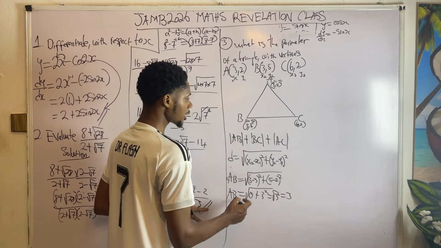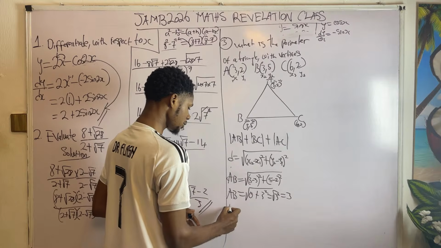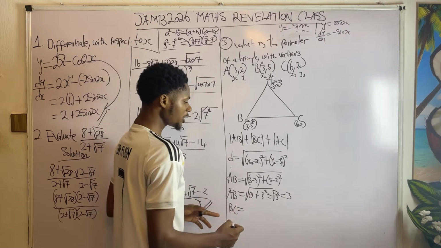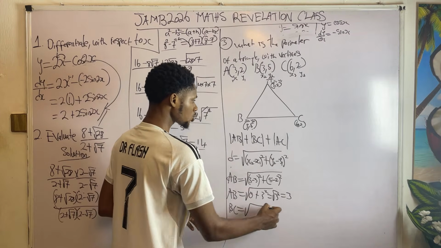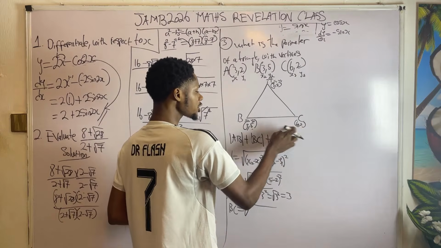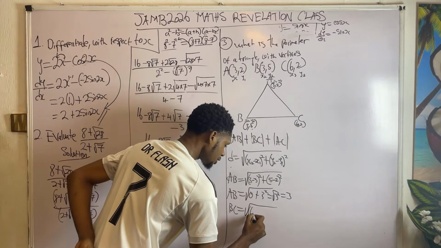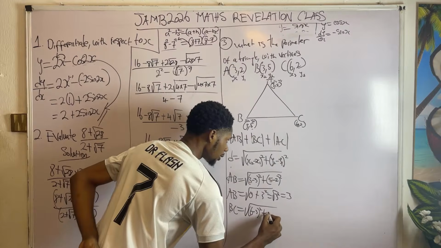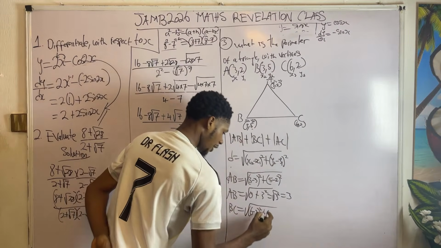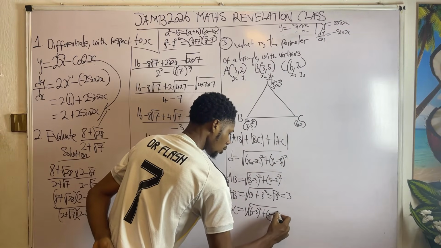Now let's go to the next one, BC. For BC, we're going to be having the square root, this is B and C. (6 minus 3) all squared plus (2 minus 5) all squared.